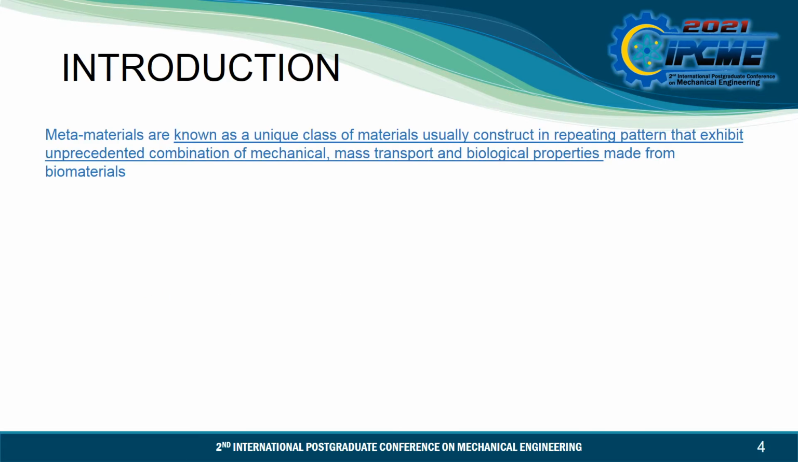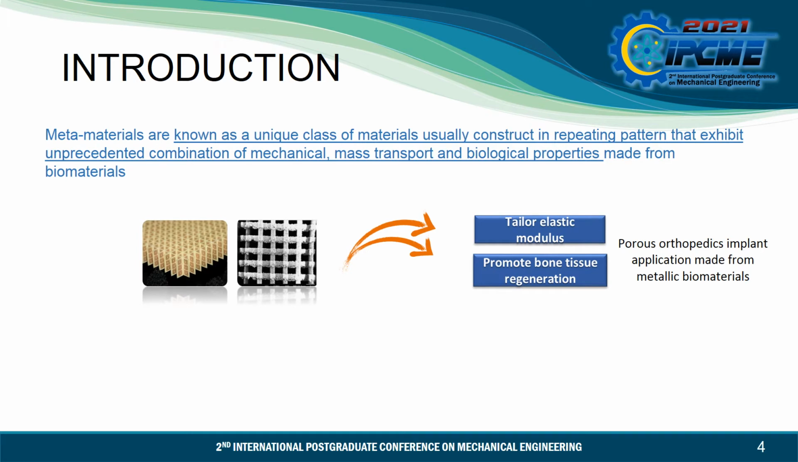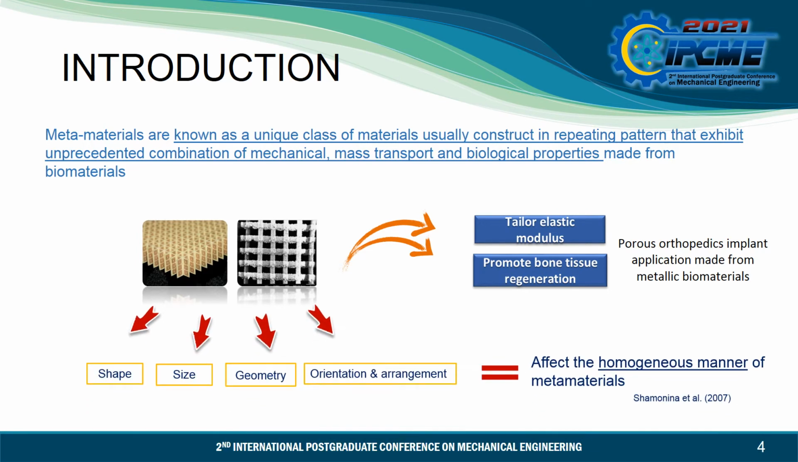Meta-materials are known as a unique class of materials, usually constructed in repeating patterns, that exhibit an unprecedented combination of mechanical, mass transport and biological properties, made from biomaterials. Meta-materials have been studied in this paper for porous orthopedic implant application made from metallic biomaterials, in order to tailor the elastic modulus of the materials and to promote bone tissue regeneration between the implant and bone tissue. The major factors are the unit cell shape, unit size, geometry, and the orientation and arrangement of the unit cell, which affect the homogeneous manner of metamaterials.